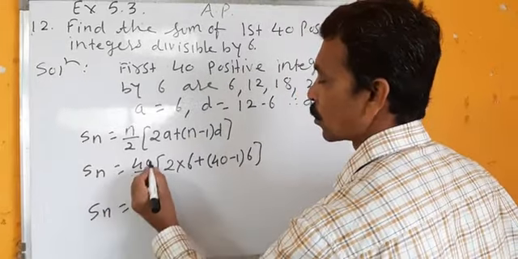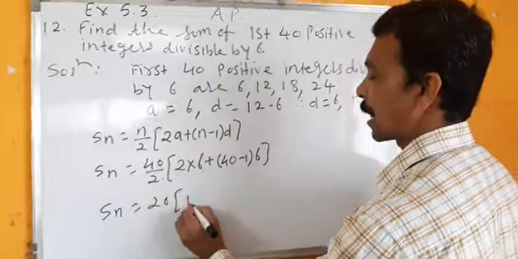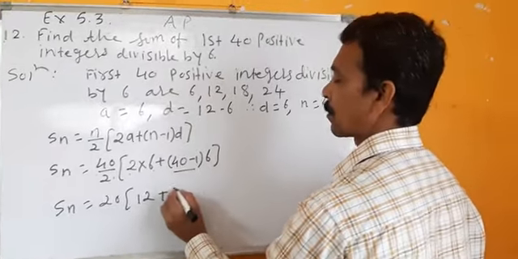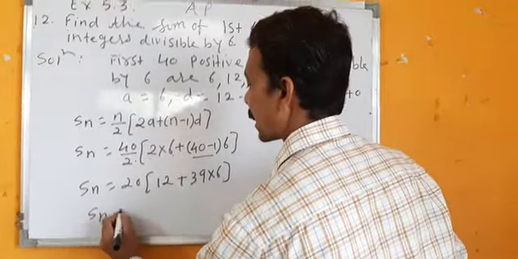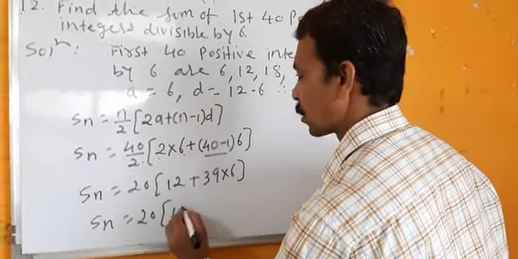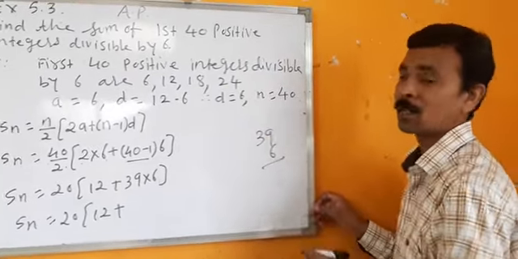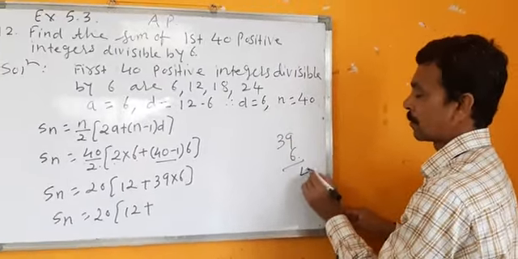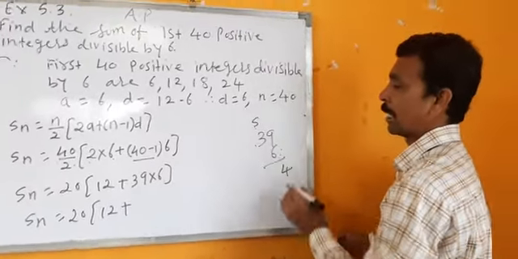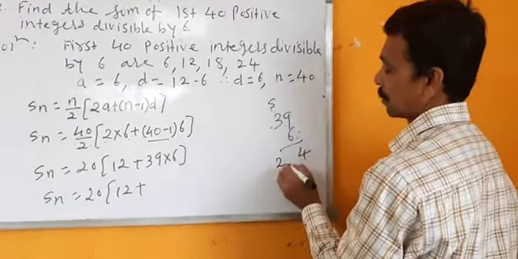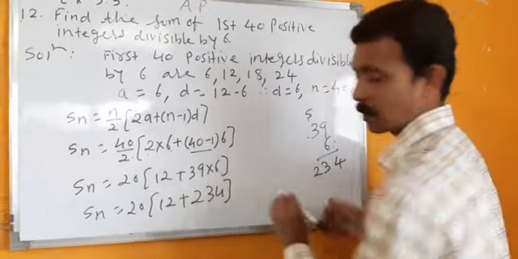Sn is equal to, what is 40 upon 2? 20 into 2 sixes are 12 plus 40 minus 1, 39 into 6. Sn is equal to 20 into 12 plus, let's see what is 39 into 6. 6 nines are 54, 6 threes are 18, 18 plus 5 is 23. It is 234. Right?